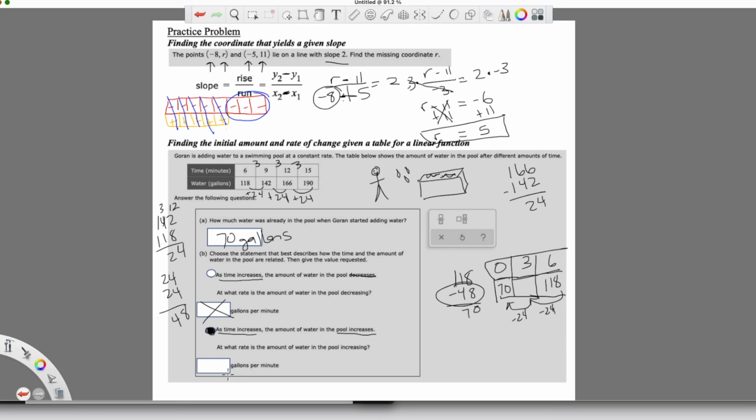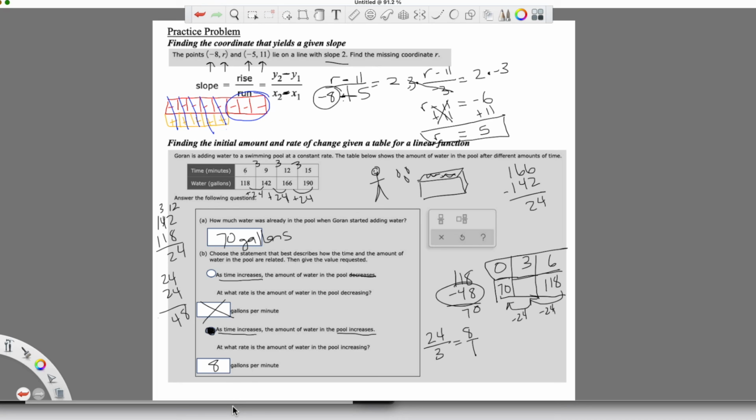And at what rate is the water in the pool increasing? So they want to know how many gallons we are adding per minute. So up to this point, we've been looking at every 3 minutes. So we want to know if it's 24 gallons every 3 minutes, what is it per minute? Basically, they're asking us to divide. I want to know for 1 minute how many gallons are being added. So I'm dividing by 3 to get to 1. So 24 divided by 3 is 8. So I'm adding 8 gallons per minute.